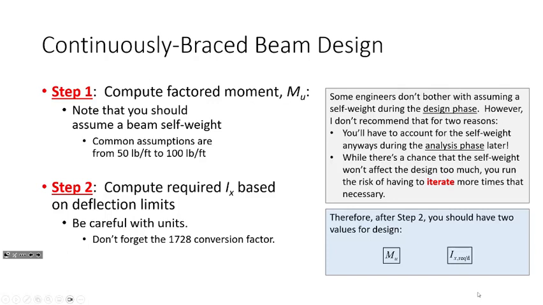The second step is to compute the required moment of inertia based on your deflection limits. Okay? Make sure that you're careful with your units. Don't forget your 1728 unit conversion factor. And so when it's all said and done after step 2, you should have two values for design. You should have a factored moment, which may or may not need to be updated later. And then you have a required moment of inertia. So that's what you should leave steps 1 and 2 with. Okay? Everybody with me on that?